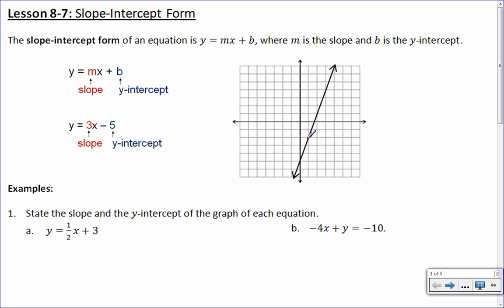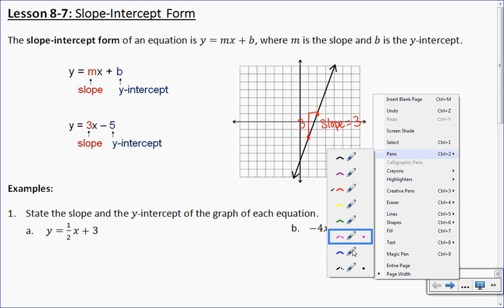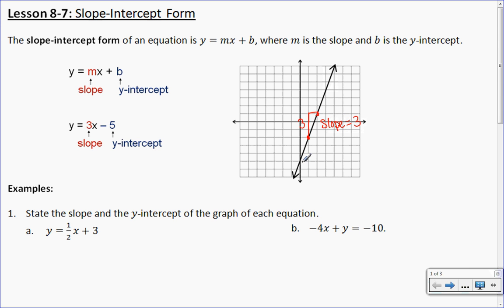So if you pick 2 points on the graph, the slope is up 3 and over 1. So the slope is 3. And then we also see that the y-intercept is negative 5. Here's the y-axis. This crosses the y-axis at 0, 1, 2, 3, 4, negative 5. So that is the y-intercept, or b.